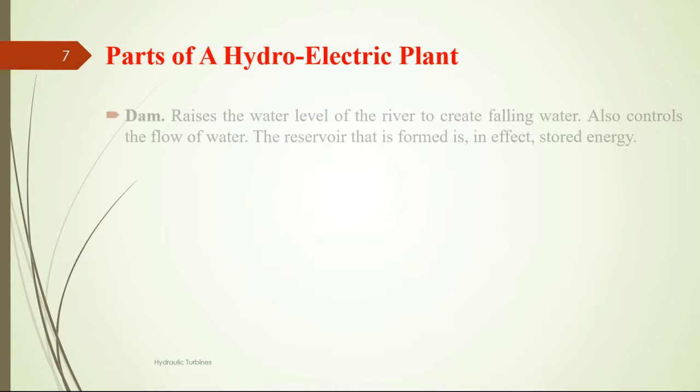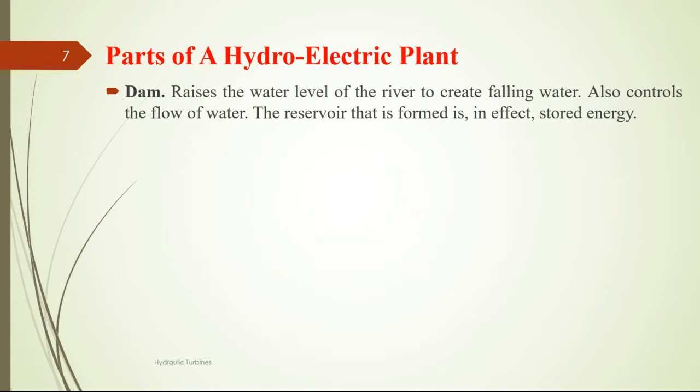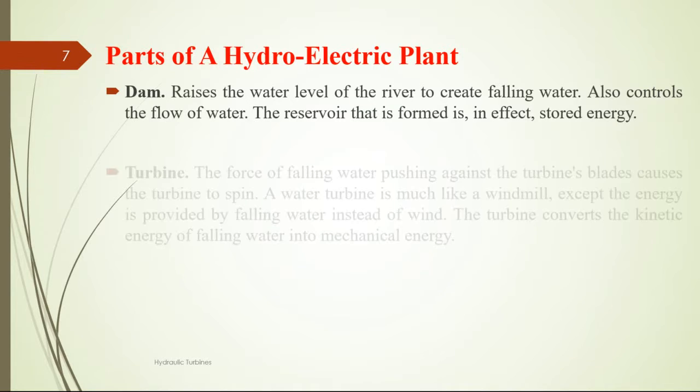Then parts of hydroelectric plant. So in that, first one is dam. It raises the water level of the river to create falling water. Also controls the flow of water. The reservoir that is formed is in effect stored energy.